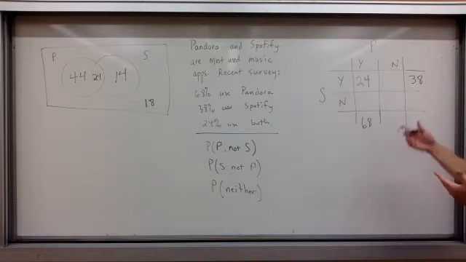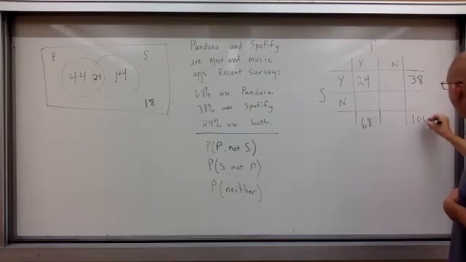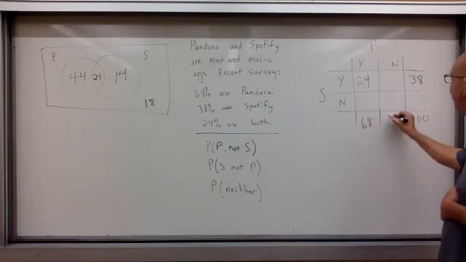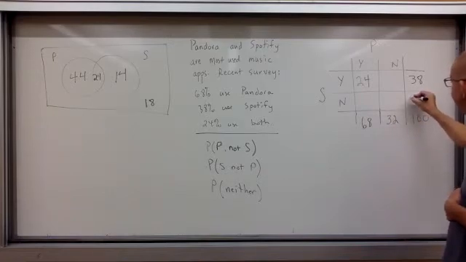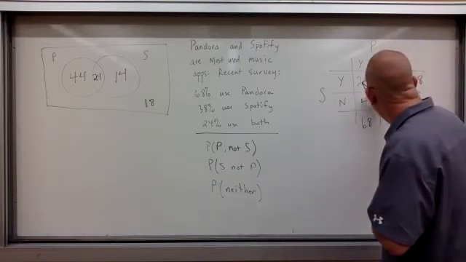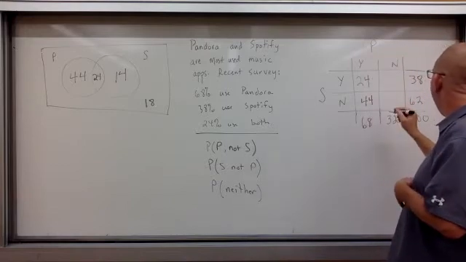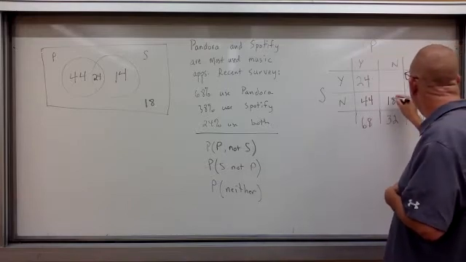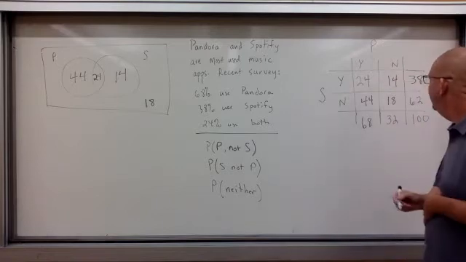Now, can we fill in the rest of our table? We sure can. I know my overall total has to be 100. That must mean this is 32, and this is 62. Okay? That must mean that this is 44, and this is 44 and 18, and this is 24 and 14.